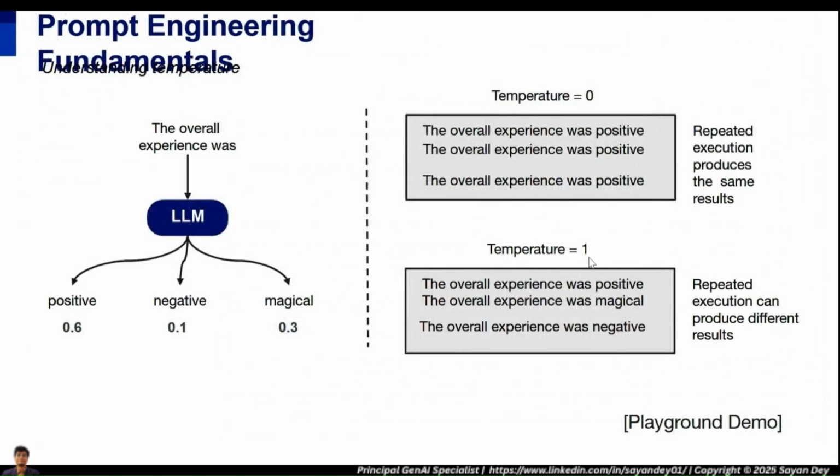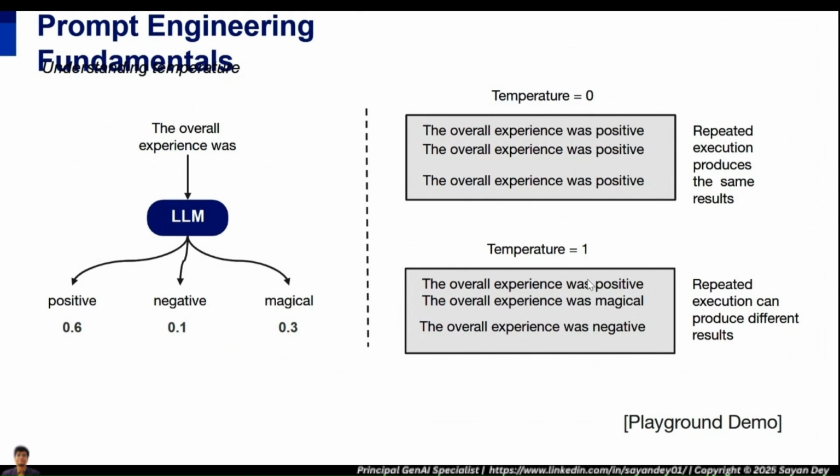And as the temperature is equal to 1, you can see that sometimes the output will be positive, sometimes it will be negative, sometimes it will be magical. Now you can have a question: why is this relevant? Why would I ever want to do something like this? Why would I ever want to have a variable output?